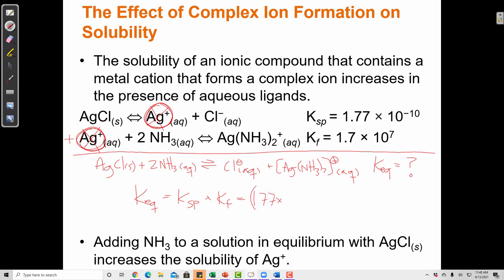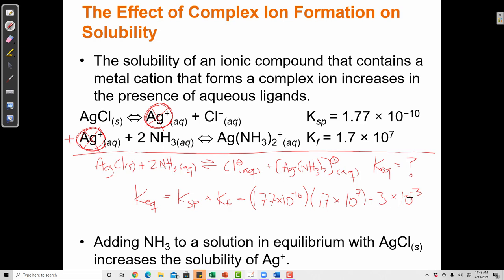1.77 times 10 to the negative 10 times 1.7 times 10 to the 7 gives me 3 times 10 to the negative 3. So it still is going to show that negative 3 shows that I still have more reactants than products.